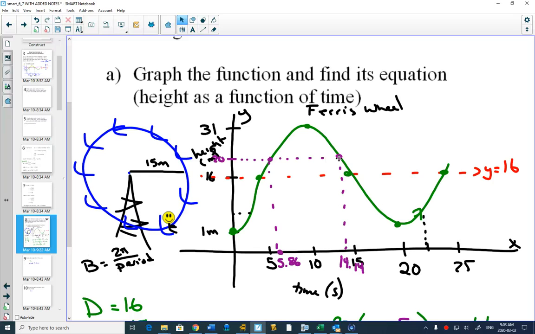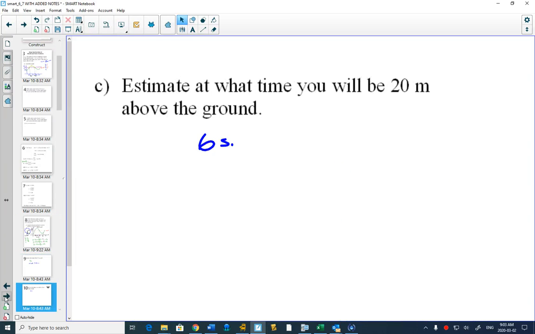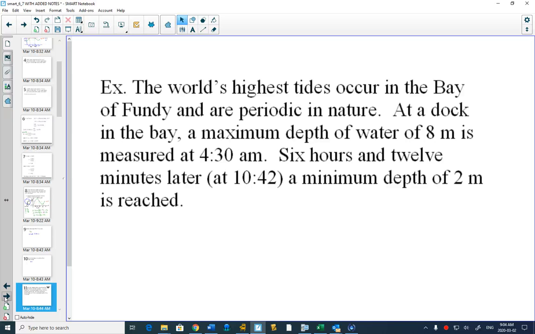Okay, we're going to do one more example together. World's highest tides are at the Bay of Fundy. They're periodic in nature. At a dock in the bay, a maximum depth of water of 8 meters is measured at 4:30 a.m. 6 hours and 12 minutes later, it's at 10:42 a.m.